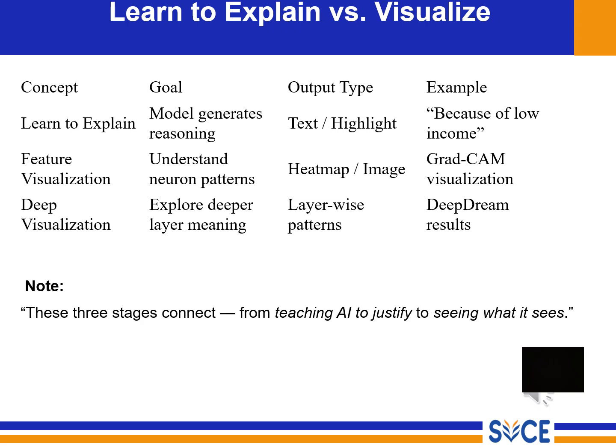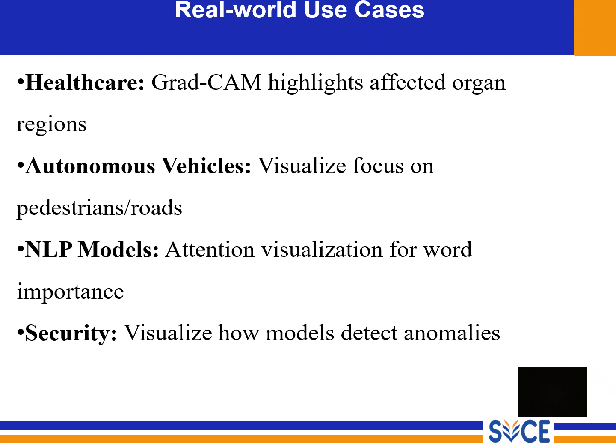So this is the learn to explain and visualization differentiation. So in real world use cases, healthcare can use it, the heat map can highlight the affected organ regions, and then autonomous vehicles to visualize the focus on pedestrians or roads, and then NLP, meaning natural language processing models, attention visualization for word importance. Then fourth one is security. So visualize how the model detects anomalies.